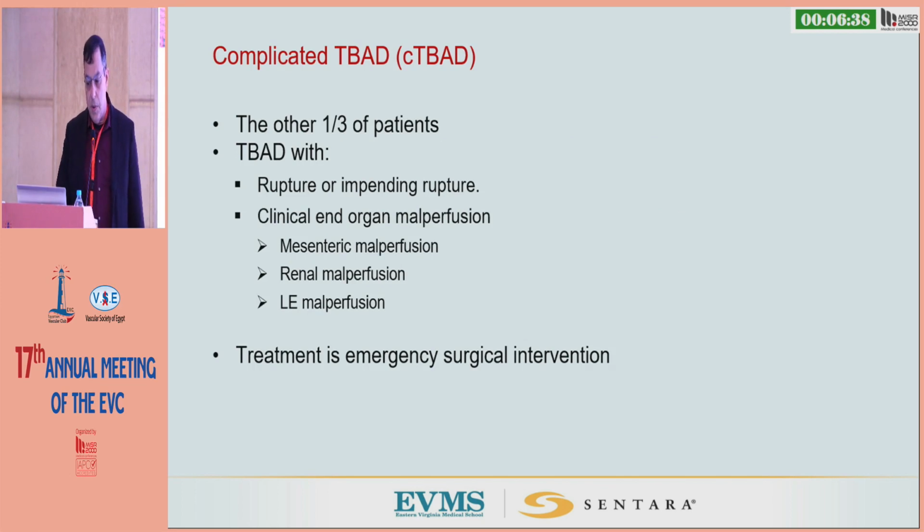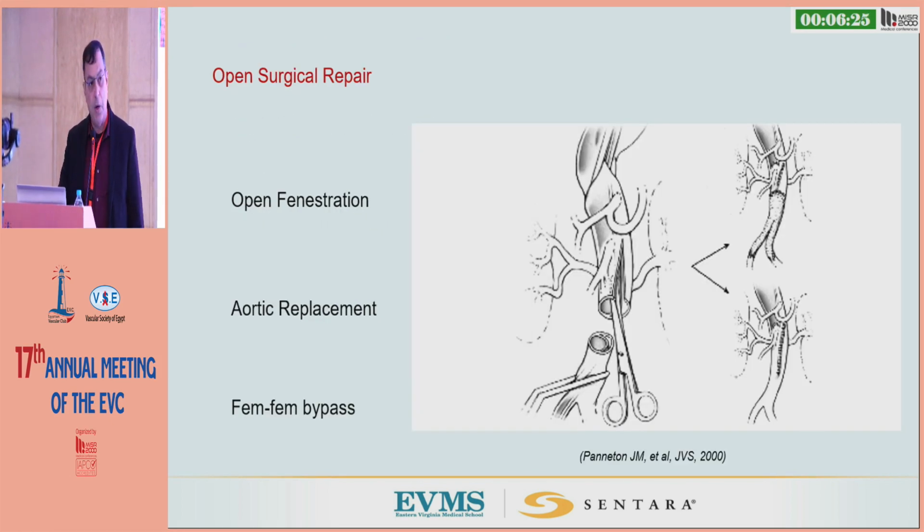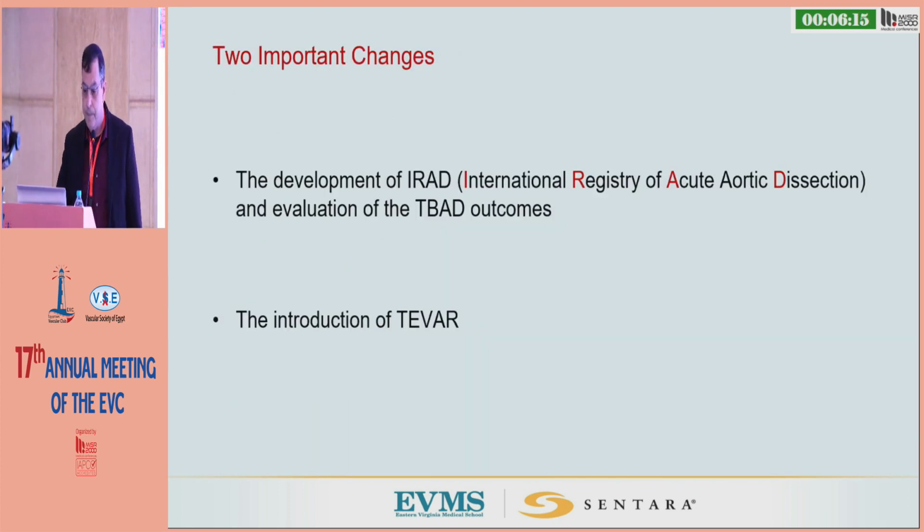The complicated ones are either complicated by rupture or vascular compromise with visceral malperfusion or lower extremity malperfusion, and the treatment is emergency surgery in those cases. And in the past, that was by open surgery in the form of open fenestration with or without aortic replacement or fem-fem bypass. Nowadays, again, it is mostly TEVAR.